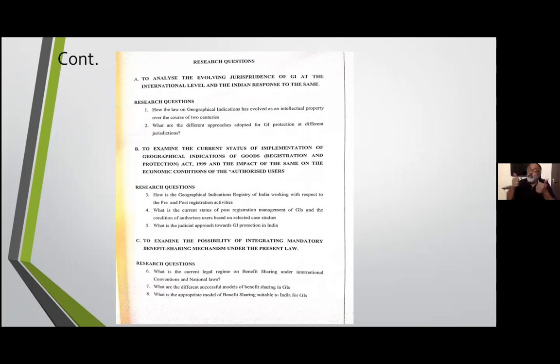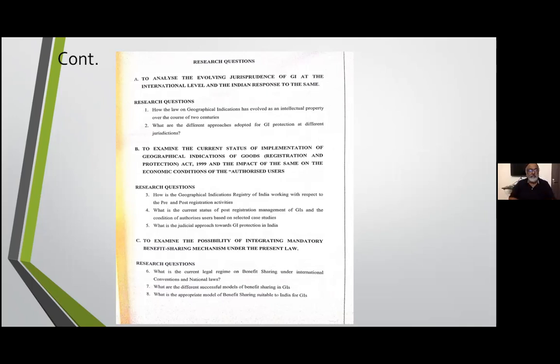Let's get to objective C: to examine the possibility of integrating a mandatory benefit sharing mechanism. That is, benefit sharing mechanism is for the community as a whole. Whatever benefit you're getting, like from weaving, the weaving community, the benefits that they are reaping should be shared among the community. So this is what it is basically.